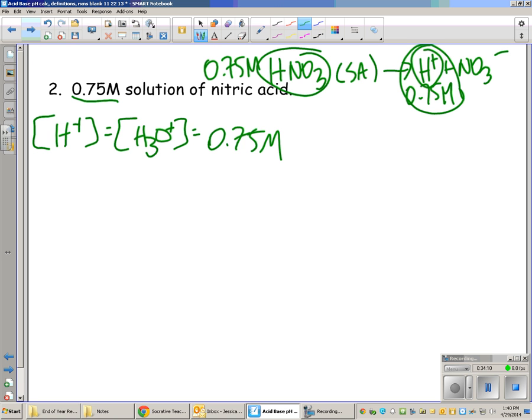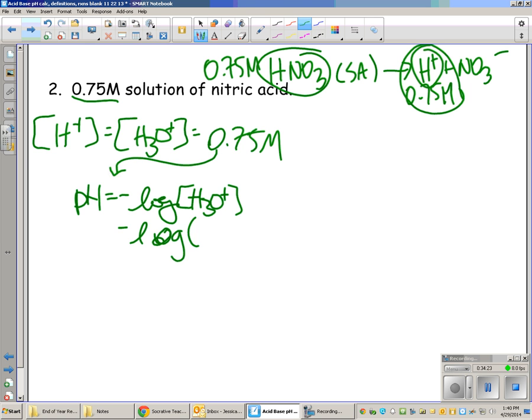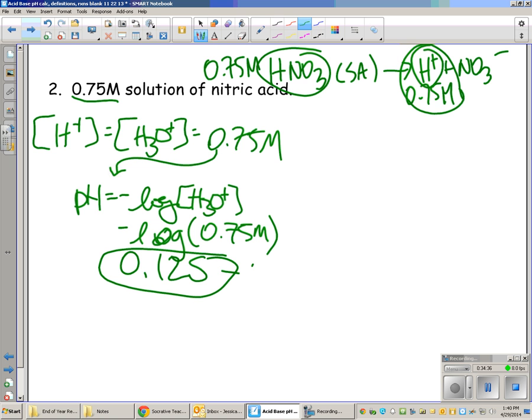Solve for pH, okay. So use this number in pH, right? pH is equal to, what's the formula for it? Negative log of H3O plus, right? So that number right there. So negative log of 0.75. Anybody? 0.125. Okay, so it's very acidic, right? Very acidic because it's really, really close to 0.